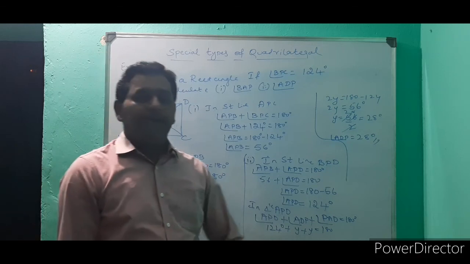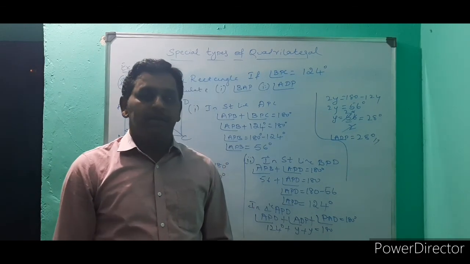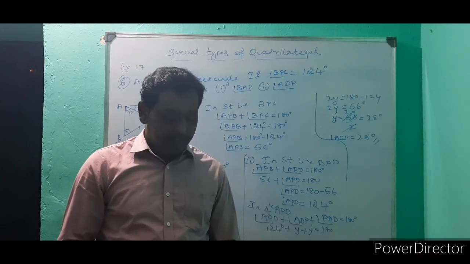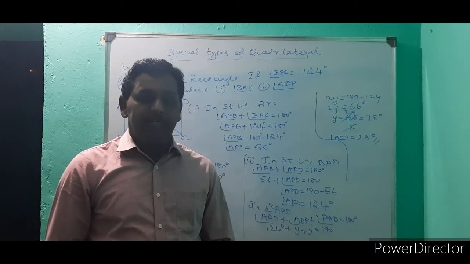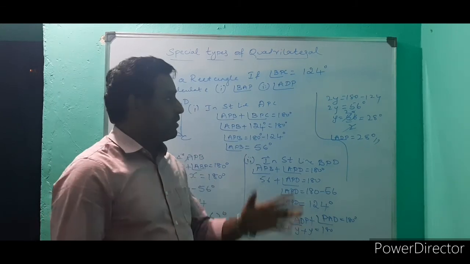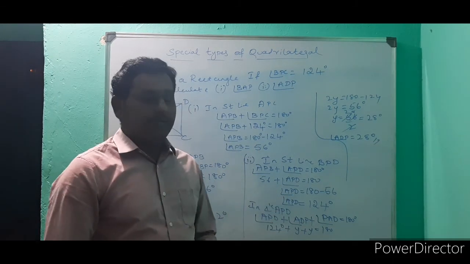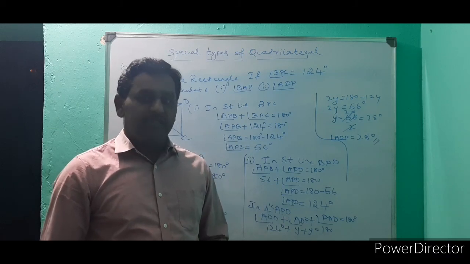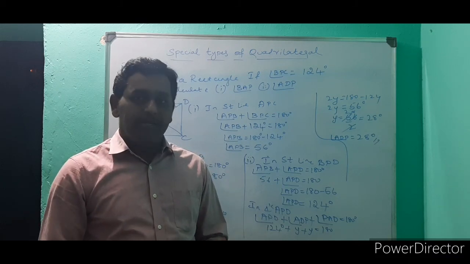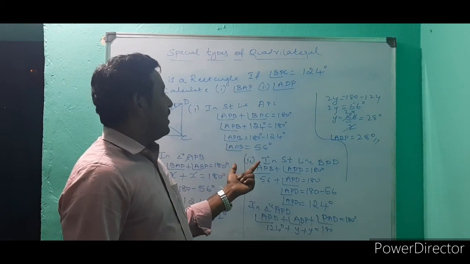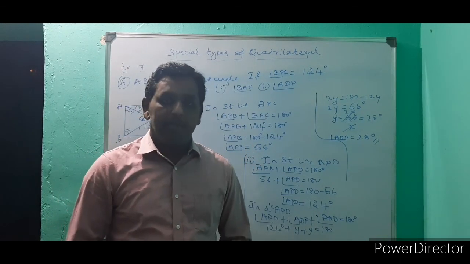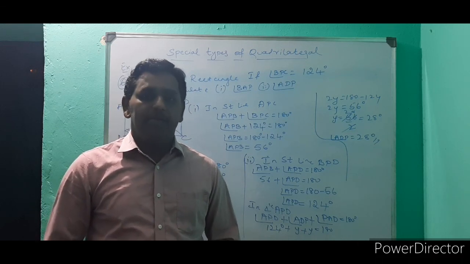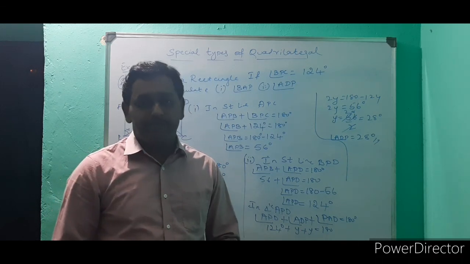Like this, we are going to solve the problems on rectangle. So many questions are there. Next class, I will show how to solve many problems on different special types of quadrilateral. So in this class, we learned parallelogram, rhombus, square and rectangle. So we learned 4 types of special quadrilaterals. Next class, we learn some more different types of special quadrilaterals.